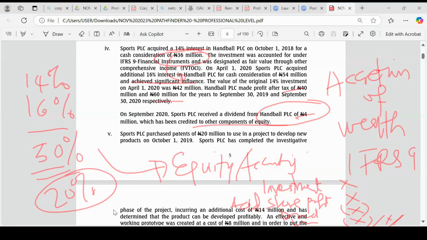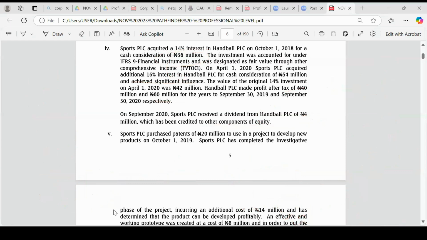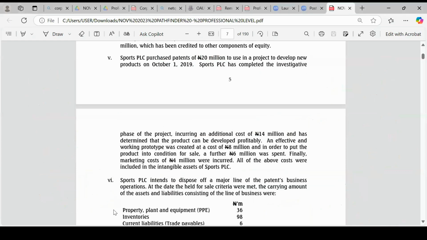Additional information 5, we're told Sport PLC purchased patents of 20 million naira to use in a project to develop new products on October 1, 2019. And Sport PLC has completed the investigative phase of the project, incurring an additional 14 million.